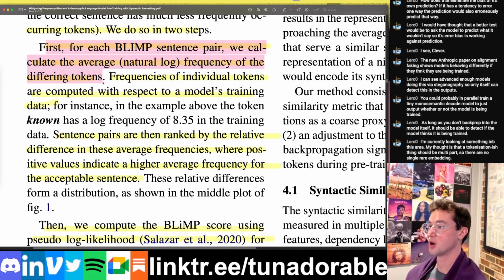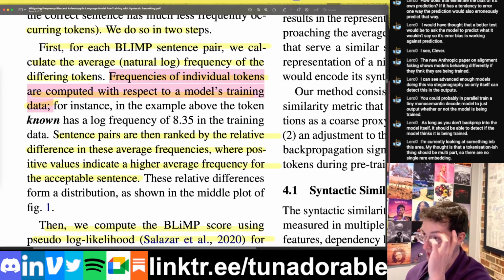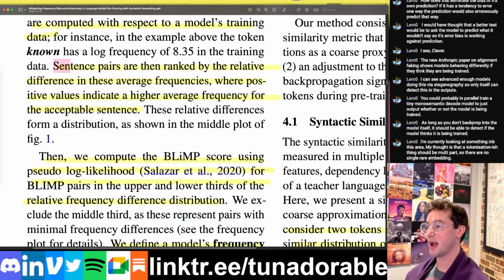First, for each BLIMP sentence pair, we calculate the average, aka we just use natural log, right? Frequency of the differing tokens. Frequencies of individual tokens are computed with respect to a model's training data, right? So we look at the training data set and we just grab every single word, every single token in there, and count them all up, and then just take the natural log to make those huge numbers more reasonable, right?